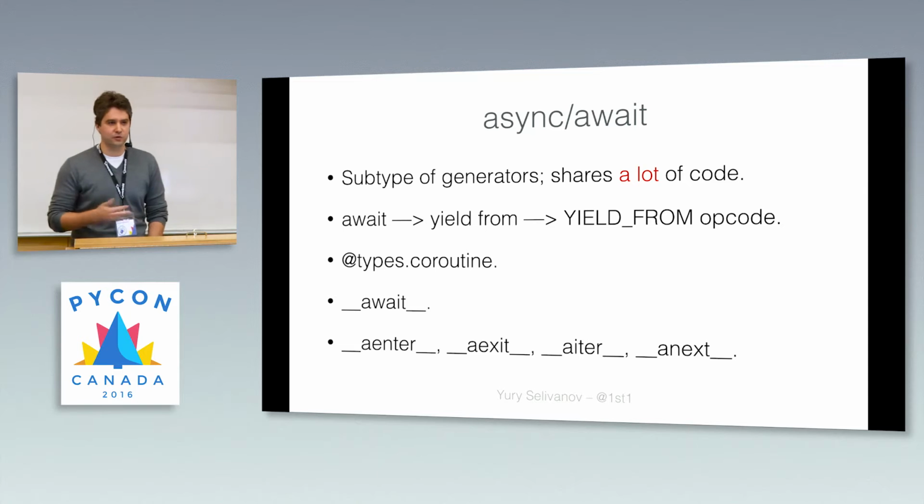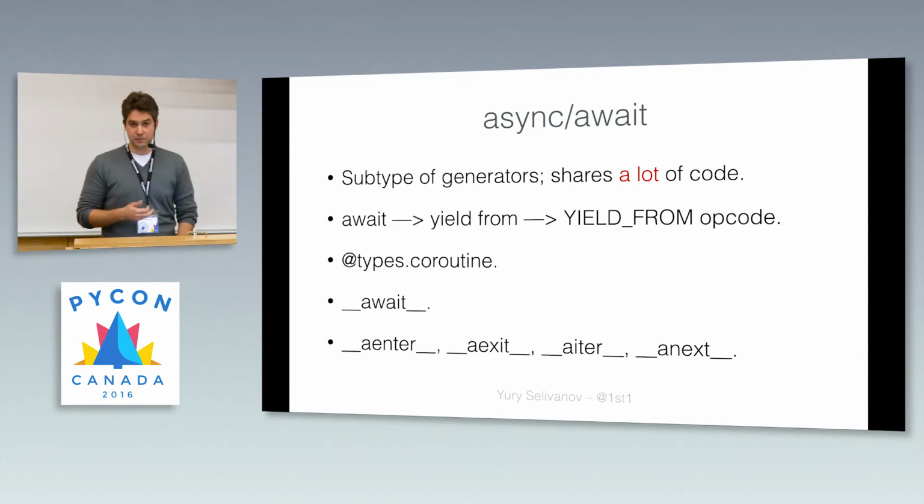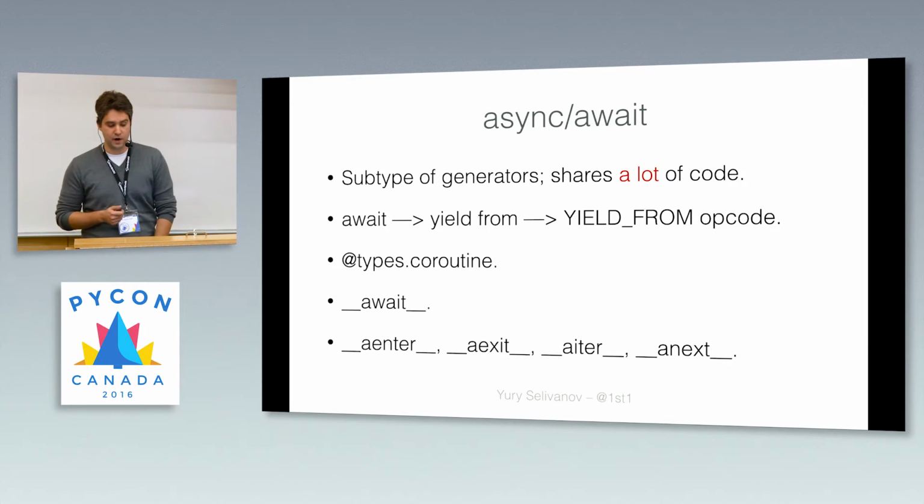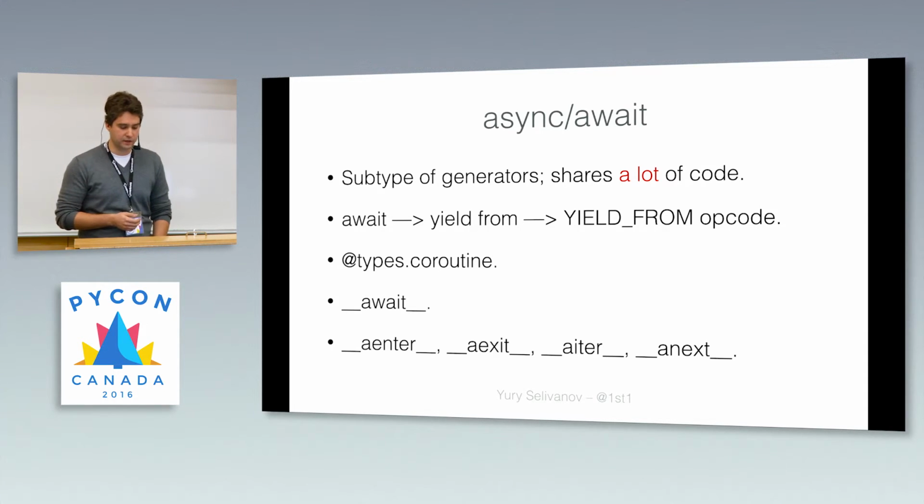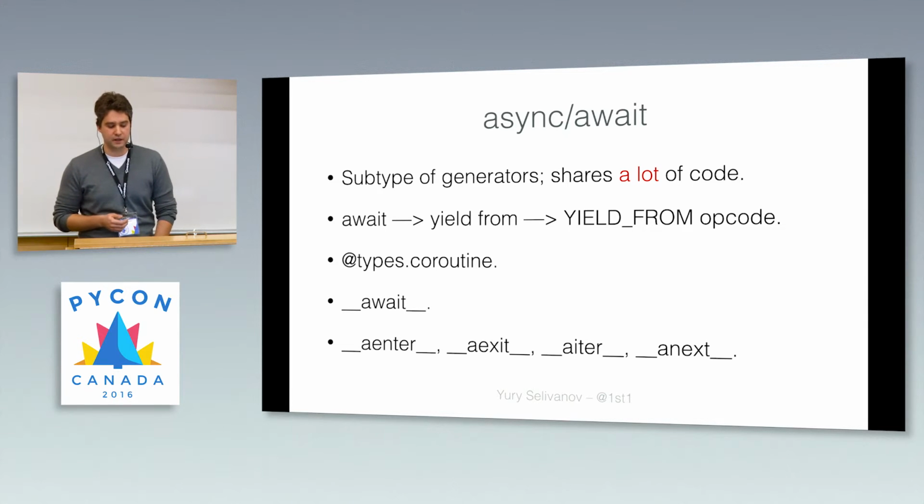We also have types.coroutine, which was originally added to have backwards compatibility with old Async IO code. What it essentially does is allow you to await on a generator. And some people use it in quite an interesting way, like David Beazley. Basically, his library Curio is built all around this small decorator. We also have a bunch of magic methods.